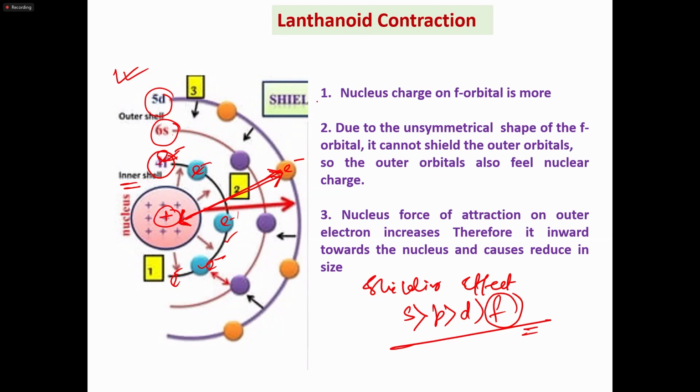So that is actually written here. The nuclear charge of the f orbital is more. First of all, the first reason is that the nuclear charge of this f orbital is more, which means this f orbital is more closer to the nucleus.